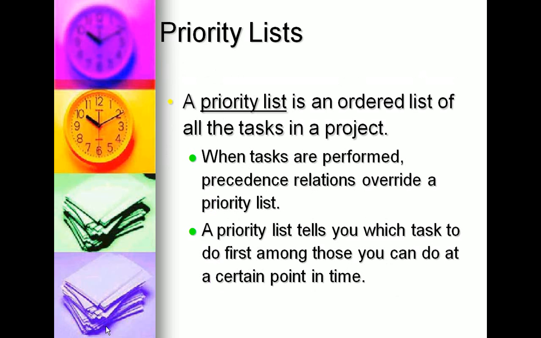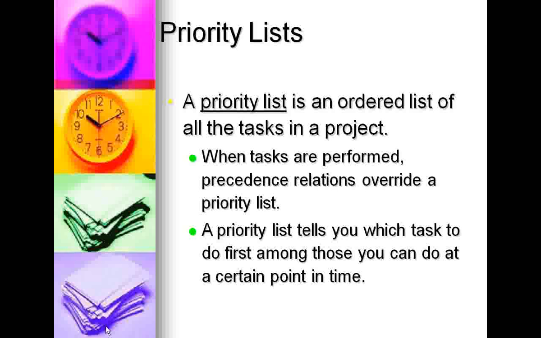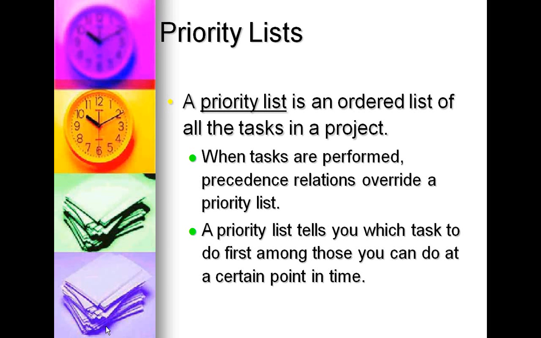Alright, so we can have this priority list, which means that it's a list of the tasks in order from the highest priority to the lowest priority. What we think is most important to be done first, second, third, and so on and so forth. How we think that they should be done.